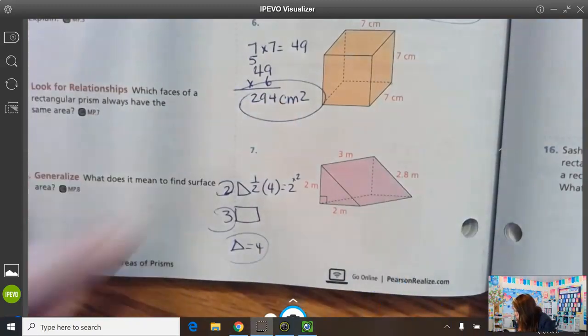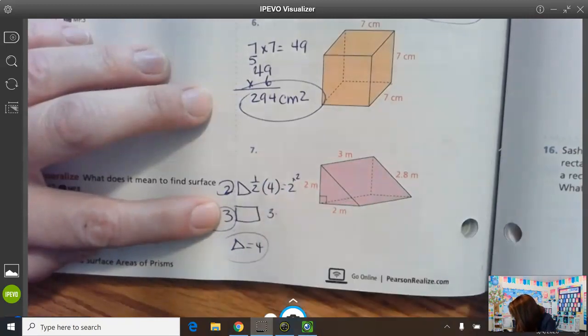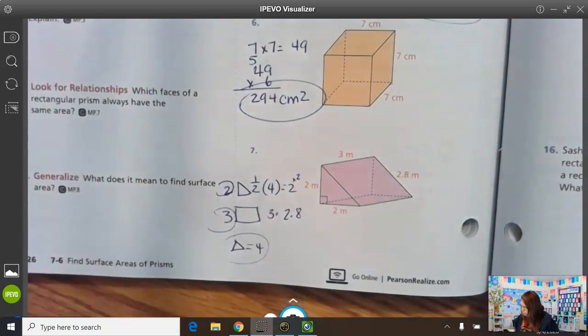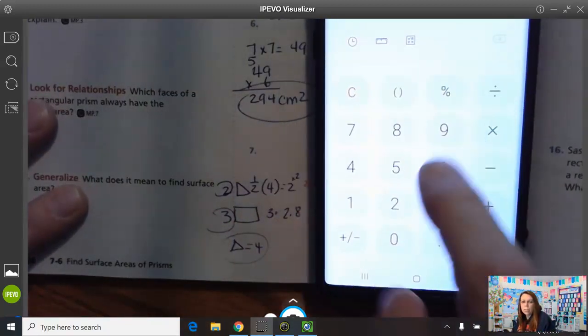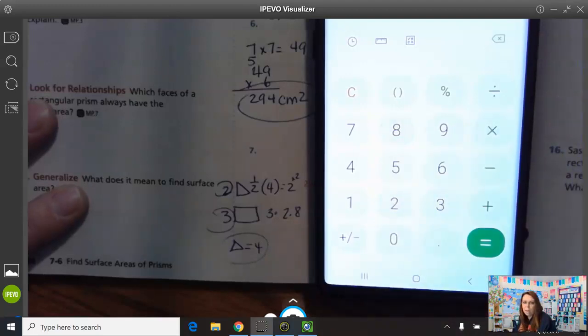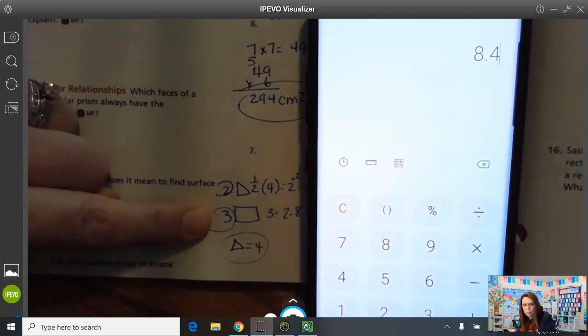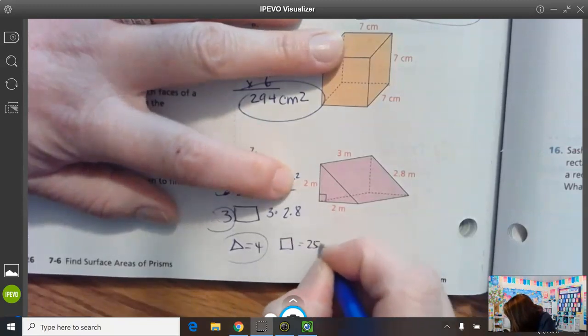And then for the rectangle, it's just base times height. The base is 3, right? So it's 3 times 2.8. And let's bust out our calculators for this. We'll use them this time. So we've got 3 times 2.8, which is 8.4. And we said we have 3 rectangles with that measurement. So we're going to multiply this times 3, and we get a total of 25.2. So the rectangles equal 25.2.